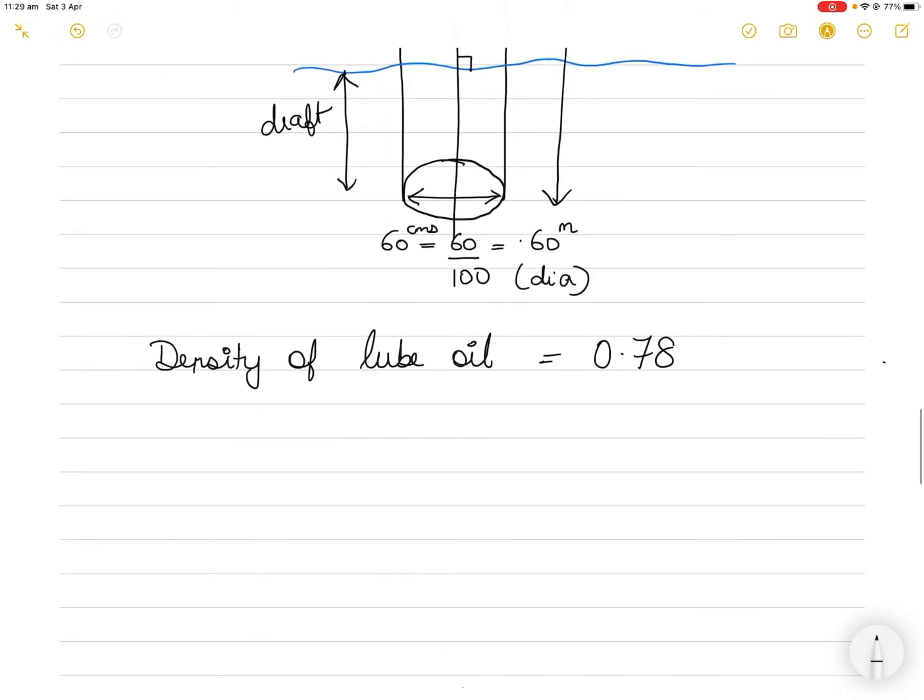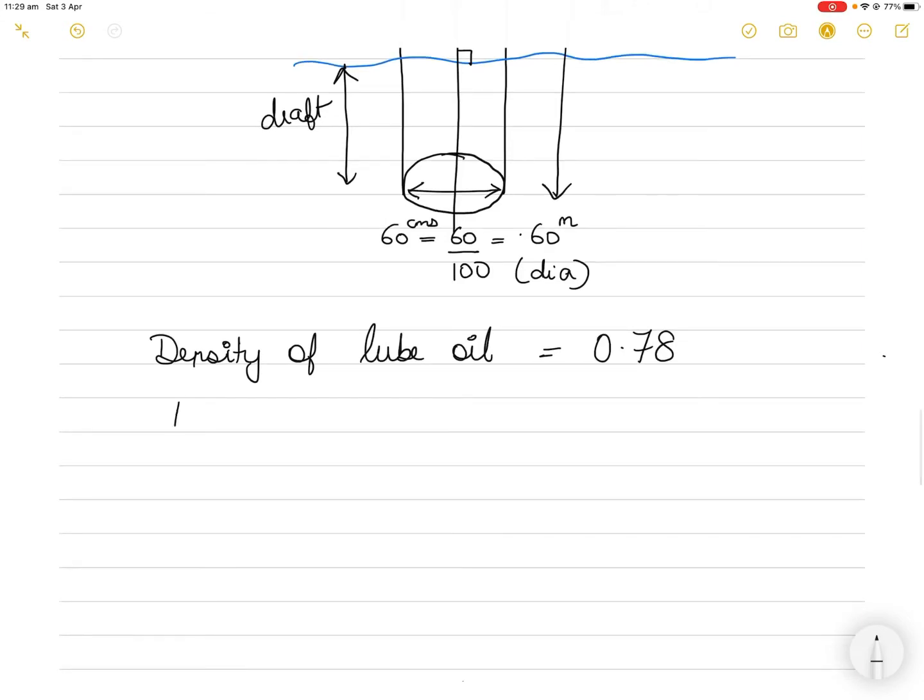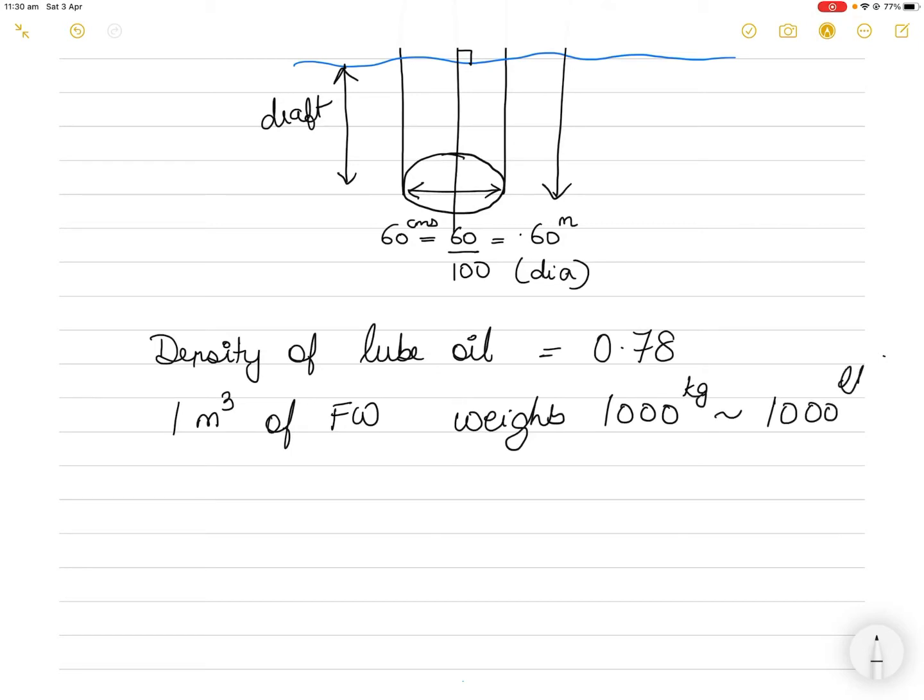Right? So what I will do is I have to find out how I can do that. All right. So how will I do that? Now let's say this is relative density. Relative density means density when compared to fresh water. So I can say that 1 metric cube of fresh water weighs 1000 kilograms, which is also equivalent to 1000 liters.